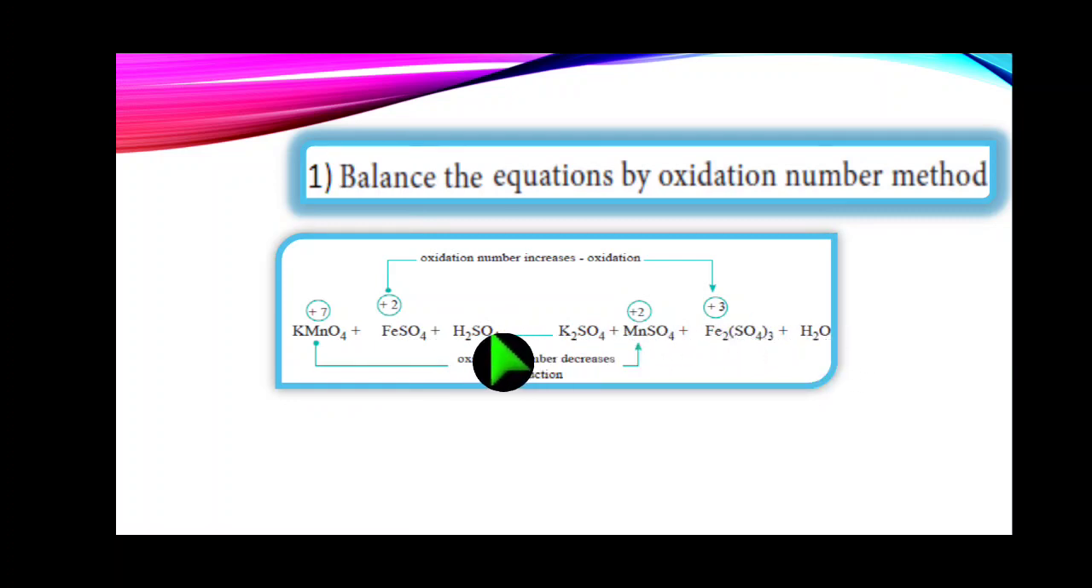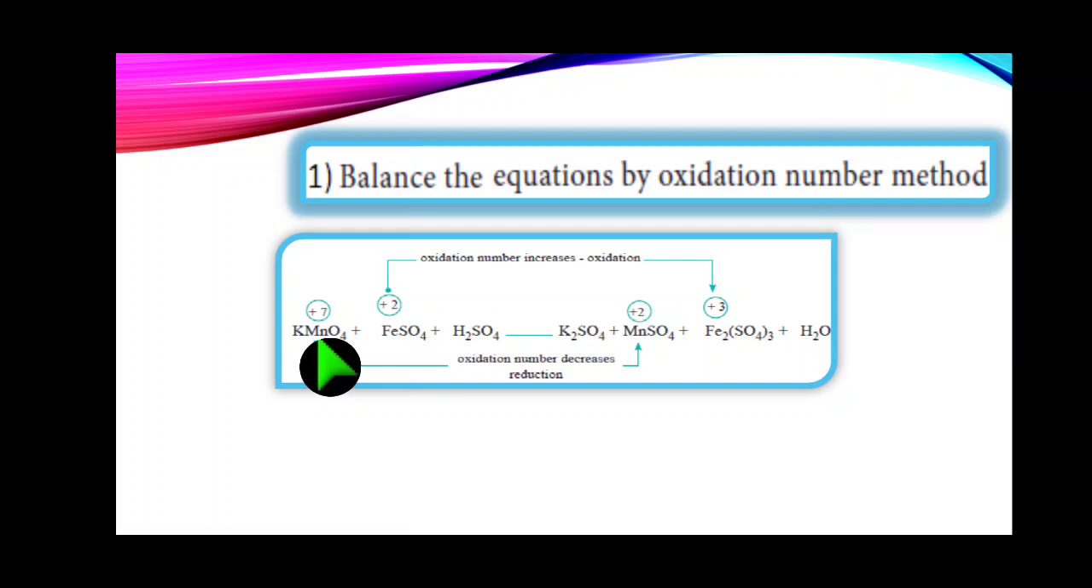When we see the equation first, is it in molecular form or ionic form? In this equation, the reactant side and product side are both in molecular form. Here the underlined elements are manganese and iron. On the product side also, the underlined elements are manganese and iron. For those elements, we should first find the oxidation state.